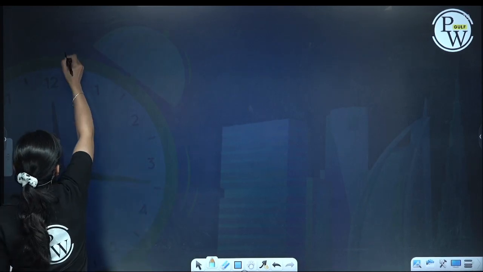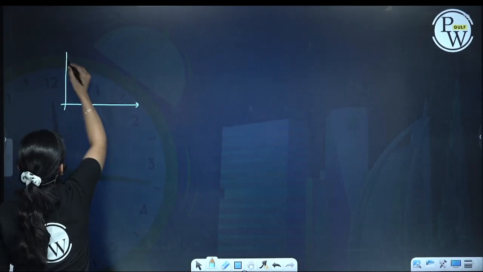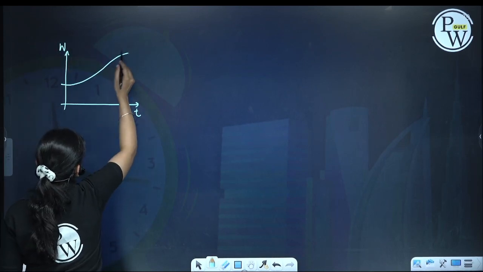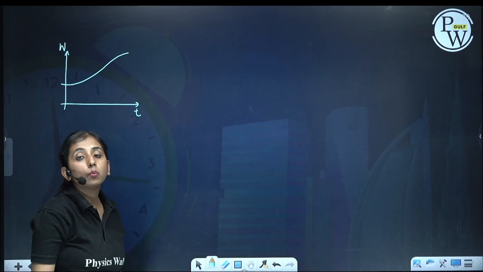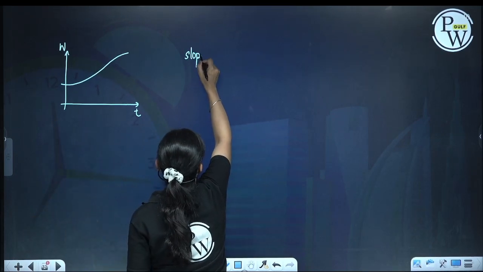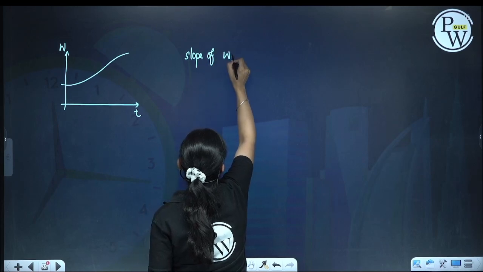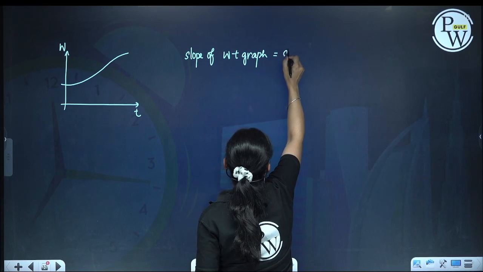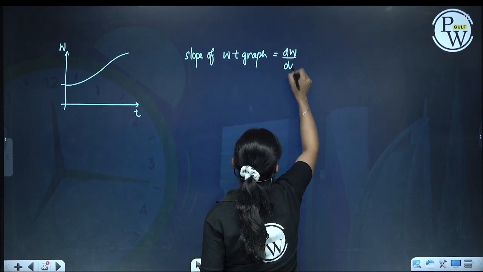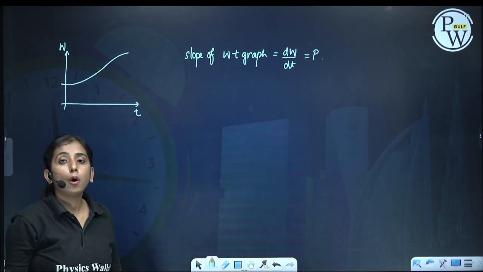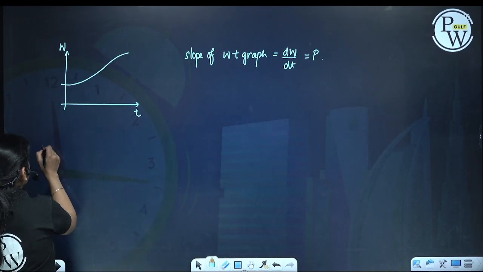Now let us see one more formula for instantaneous power. First, if we have a work time graph, then the slope of the work time graph will be equal to dw by dt, which is equal to power. The slope of the work time graph gives us power.